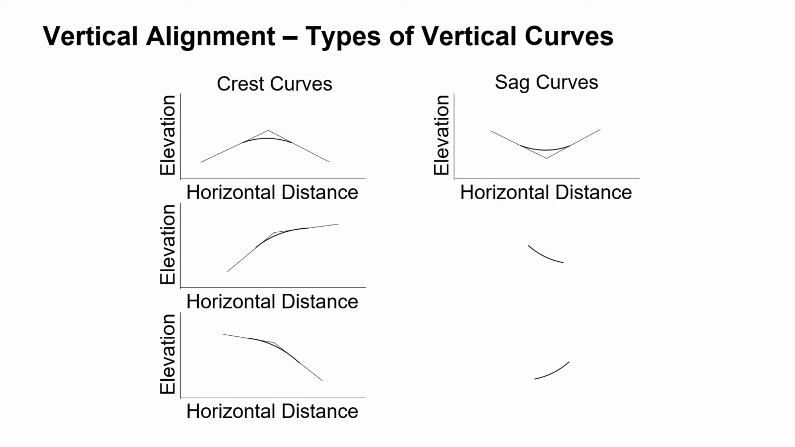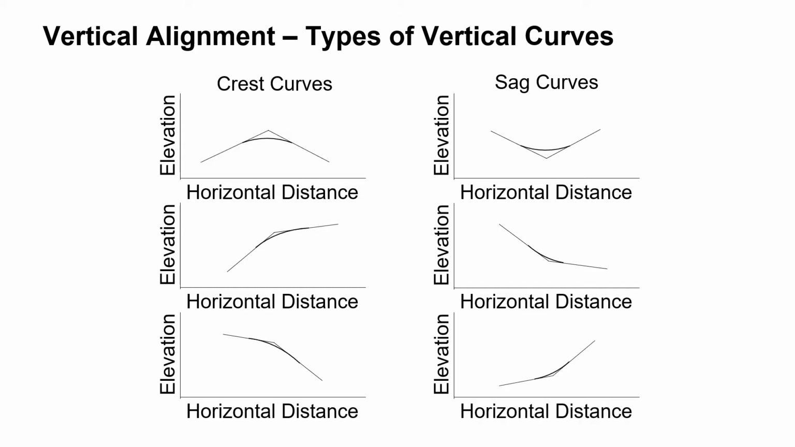Similarly, for sag curves, the example that I showed previously is a downgrade followed by an upgrade, and that creates that nice sag shape. We also can have a steeper downgrade followed by a flatter downgrade, and that's going to result in a sag. And finally, a flatter upgrade followed by a steeper upgrade is also going to give us a sag vertical curve.